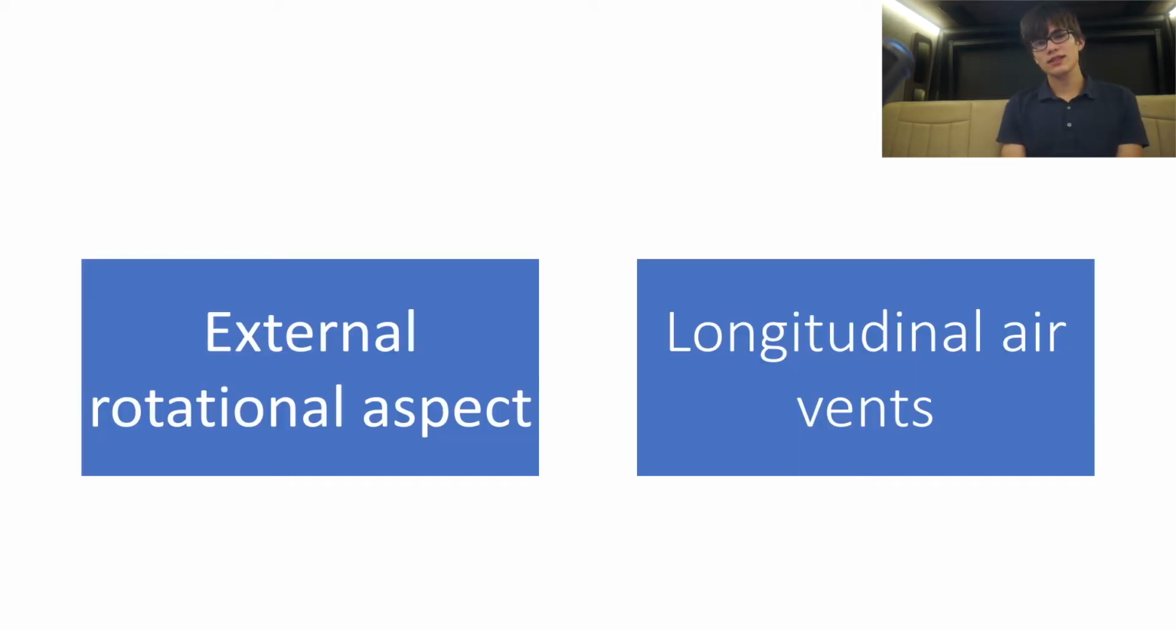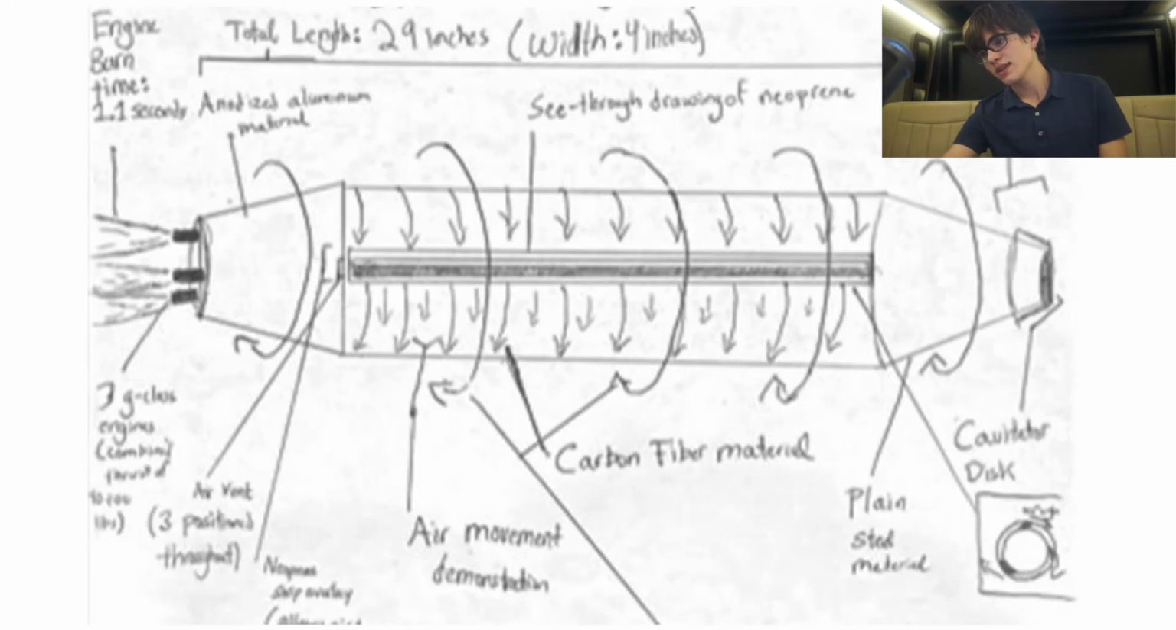Now this project seeks to determine the feasibility of implementing an external rotational aspect and longitudinal air vents on the exterior to reduce drag and potentially solve the issues currently associated with supercavitation. And this is a sketch showing the overall design of the supercavitating device. The length is 30 inches and the width is 4 inches.